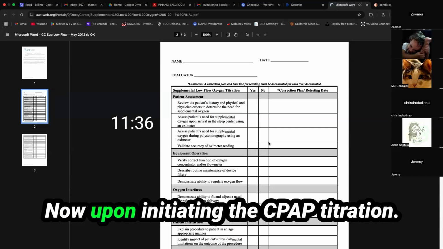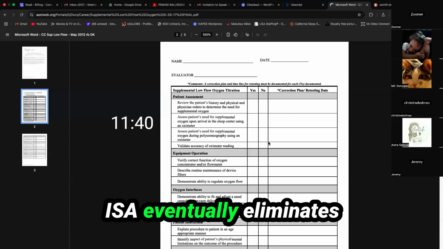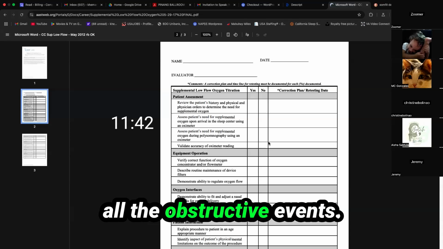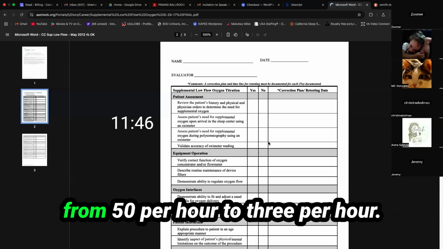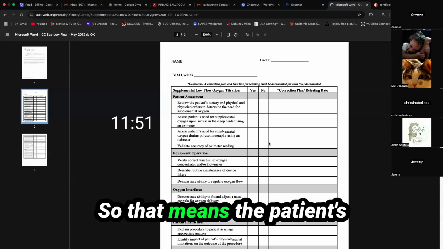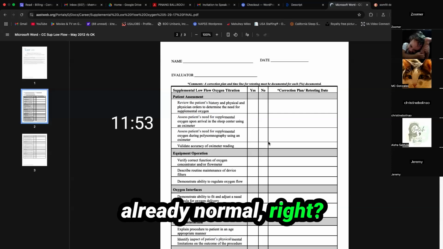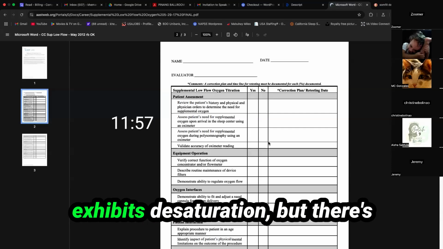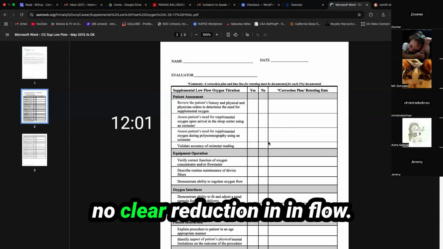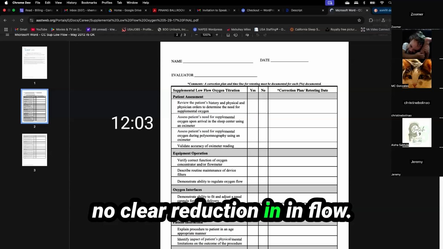Now, upon initiating the CPAP titration, ESA eventually eliminates all the obstructive events. Let's say the apneas drop from 50 per hour to 3 per hour. So that means the patient's already normal, right? However, what if the patient now exhibits desaturation, but there's no clear reduction in flow?